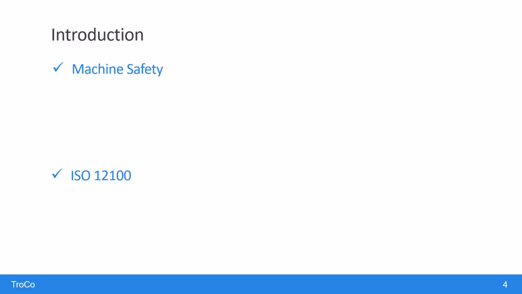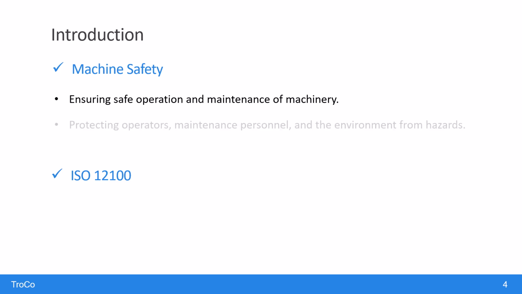In the introduction, we uncover the importance of machine safety and the essential principles of ISO 12100. Machine safety is a critical aspect of industrial operations. It involves implementing measures to protect operators, maintenance personnel, and the environment from machinery-related hazards.